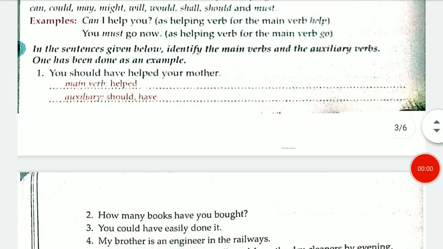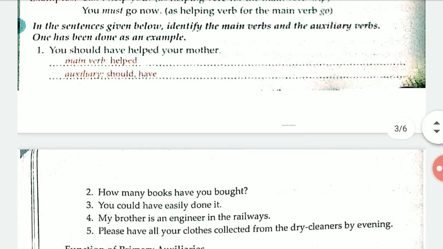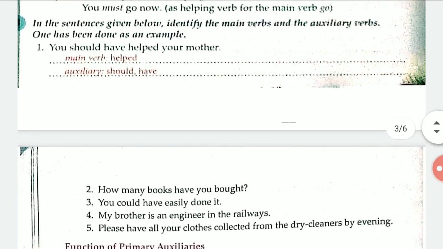So here are some exercises. In the sentences given below, identify the main verb and auxiliary verbs. One has been done as an example. Here are some example exercises given. You have to do it by yourself. First, you have to find the main verb, then you have to find the auxiliary verb, and then complete the identification.